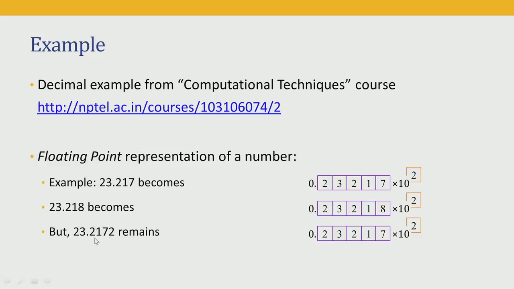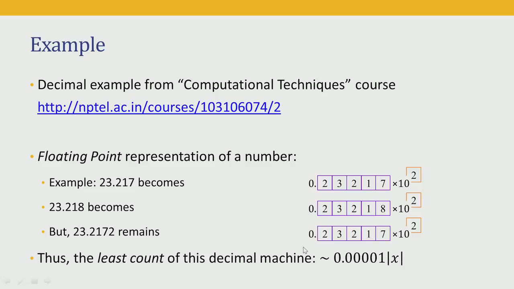The reason why we are not able to represent a number with a 6th significant digit is because we do not have enough precision in our decimal machine. Okay. So, the least count of this particular decimal machine turns out to be 10 to the power minus 5 multiplied by the absolute value of x. So, this 10 to the power minus 5 is what is known as the machine precision.